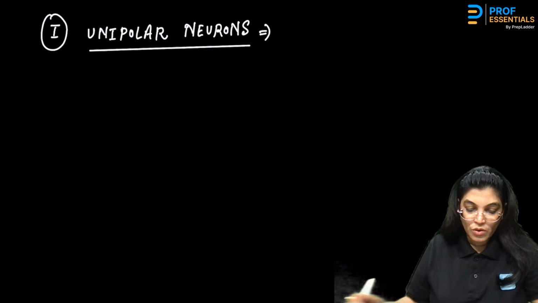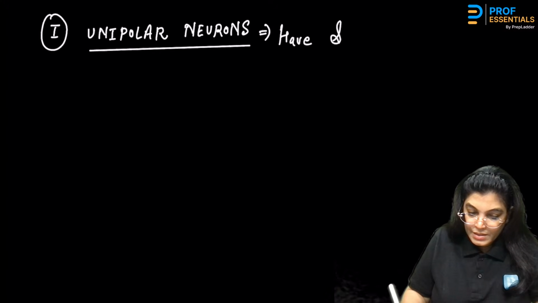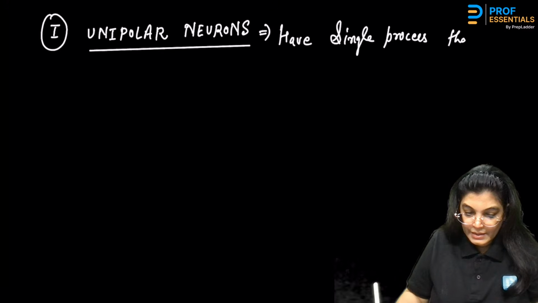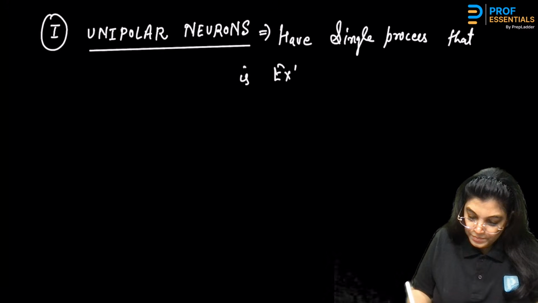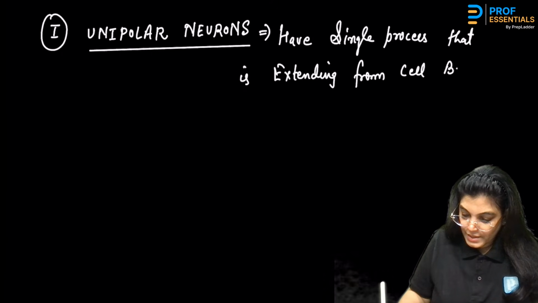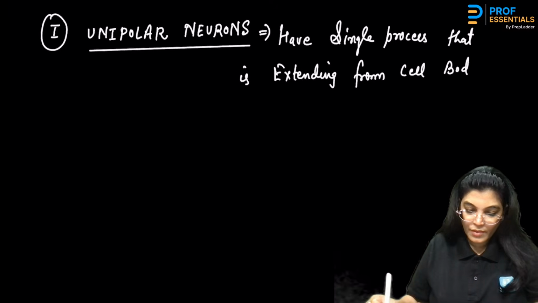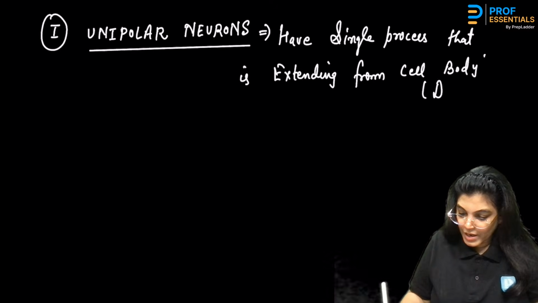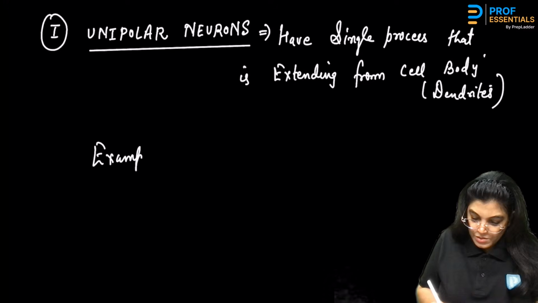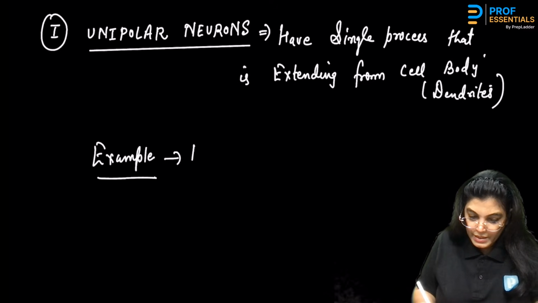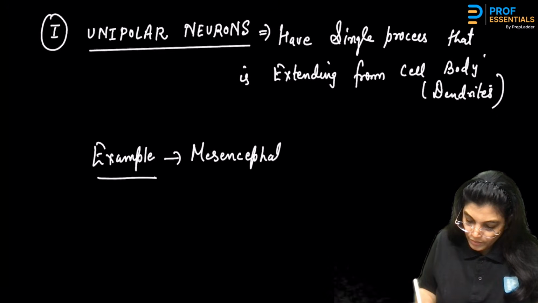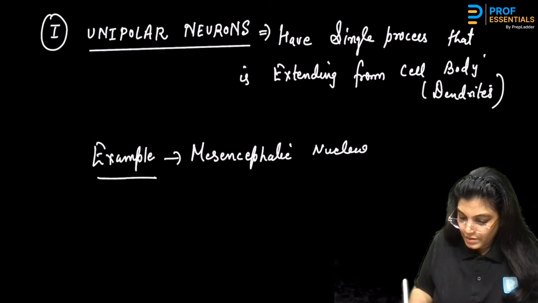So unipolar neurons have a single process that is extending from cell body, basically the dendrites. Examples. So what is the example of unipolar neuron? Mesencephalic nucleus of trigeminal nerve.